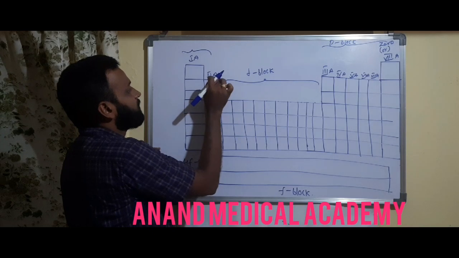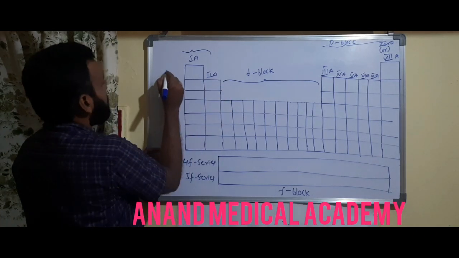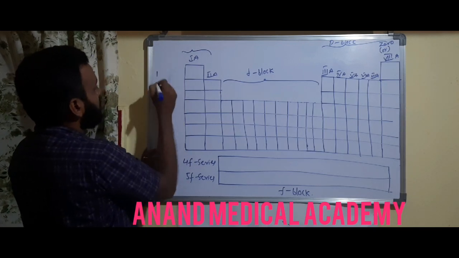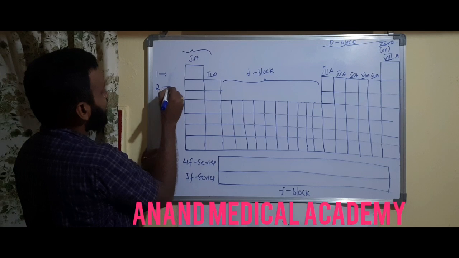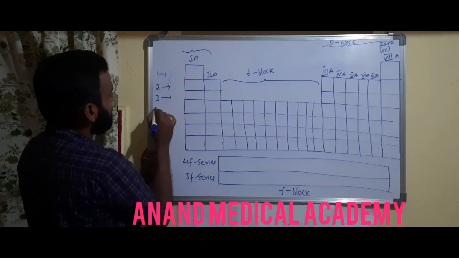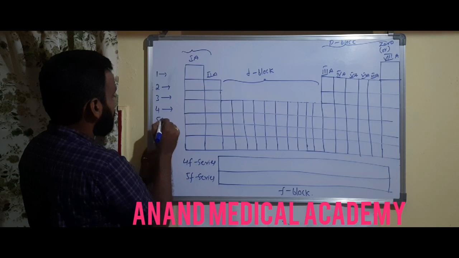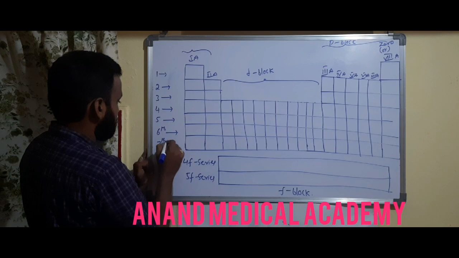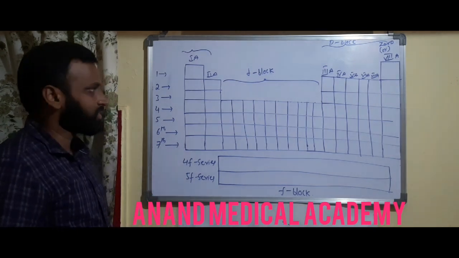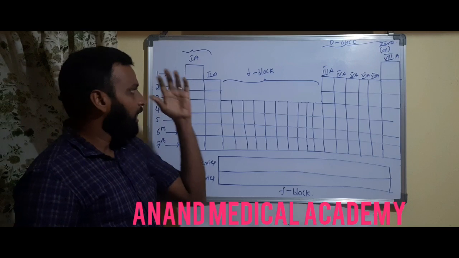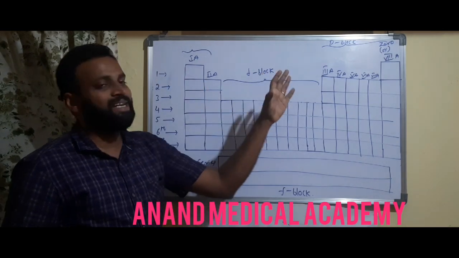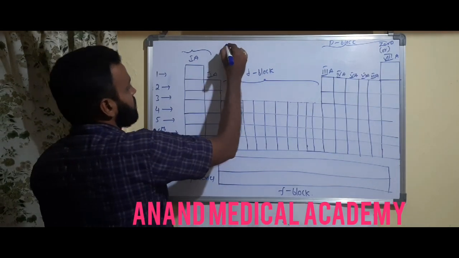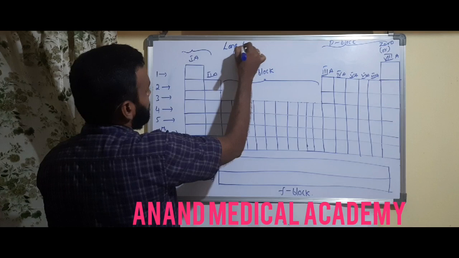So 1A group elements and 2A group elements. As I told you, this is the first period, this is 1 and 2, the second period, third period, fourth period, fifth, sixth and seventh period. In total there are 7 periods. Today we will learn how to fill elements in this periodic table. This is called the modern periodic table, or the long form of the periodic table.